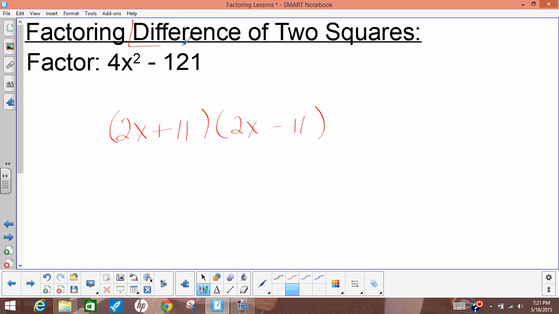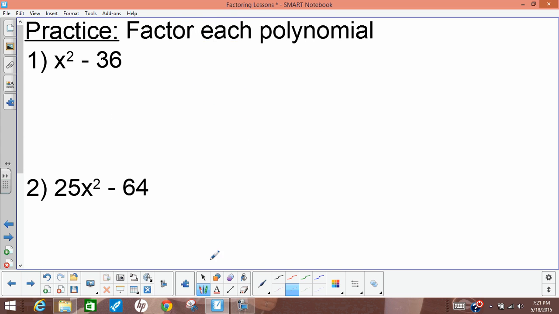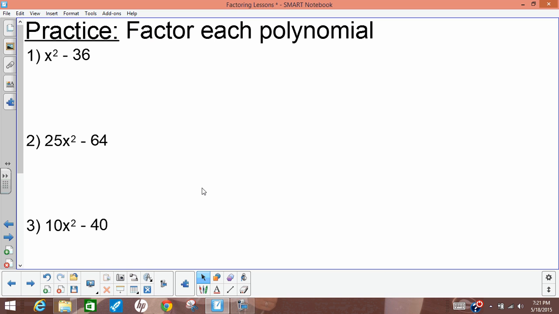So being that this is the difference of two squares, there's always going to be a minus sign in there for this case to work. So we're always going to end up with factors, one that's a plus, one that's a minus, everything else is the same. And again, the 4 square rooted gives us the 2, and the 121 square rooted gives us the 11. So again, pause, give these three a shot.